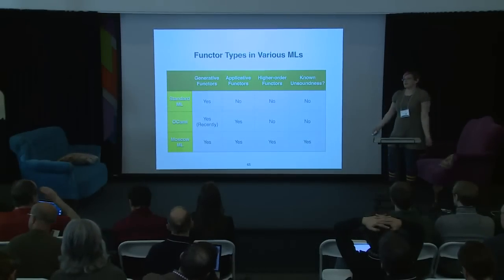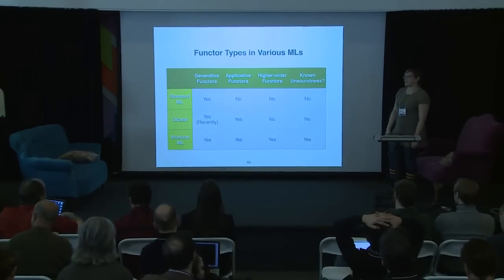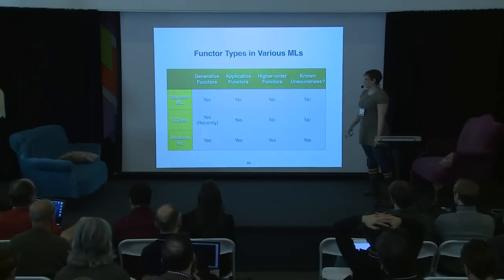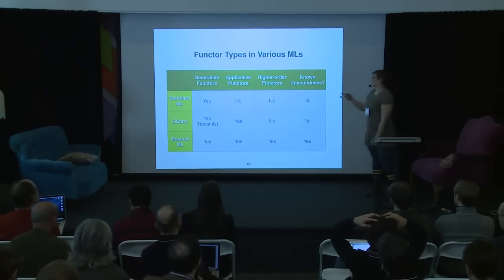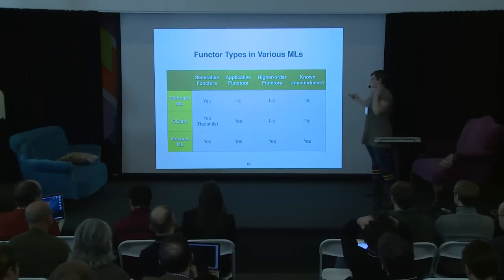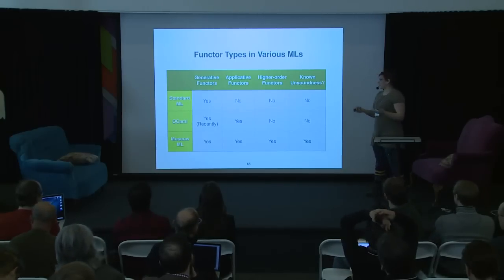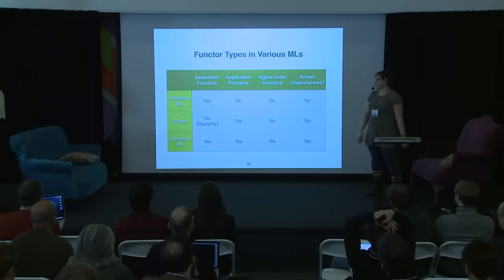So now that we're talking about some functor types, there are a couple of implementations of ML. There's Standard ML, OCaml, Moscow ML, just to name a few. So I just want to talk about what kind of functors these things have. So in Standard ML, we have generative functors. In OCaml, they used to only have applicative functors, and I think they recently added generative functors.